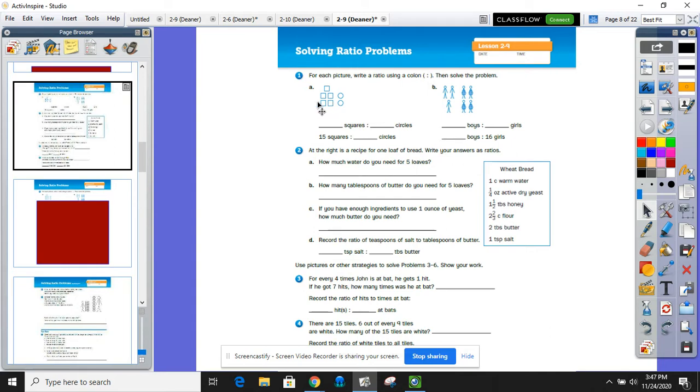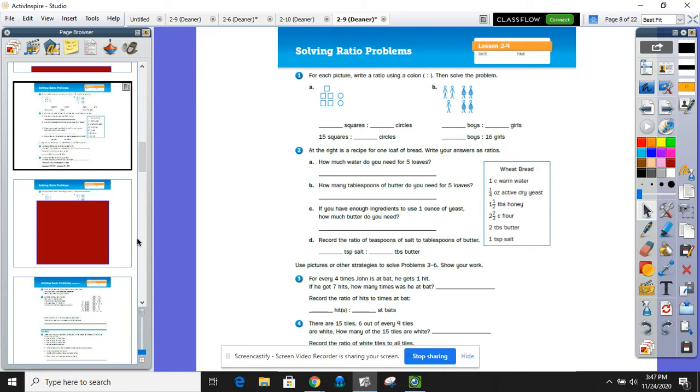If you have 15 squares, well, you can draw the 15 squares here and visualize how many circles that would be. The same with the boys to girls ratio, 3 boys to 4 girls. And if you had 16 girls, how could you then figure out the boys? Did you figure out these problems mathematically, or did you draw pictures?